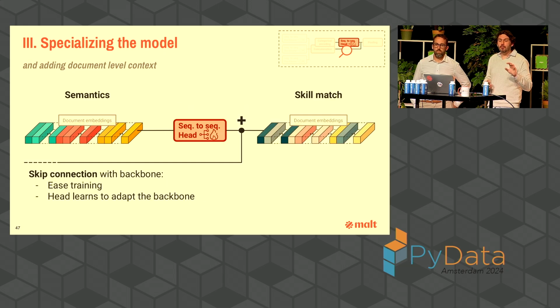To move from the semantic world to our specific skill matching world, we need to train a head, and we also use a skip connection. The skip connection is a well-known method to simplify training. And in our case, since we are keeping the backbone frozen, you can see it as the head actually learning the difference between the output of the backbone and our specific domain.